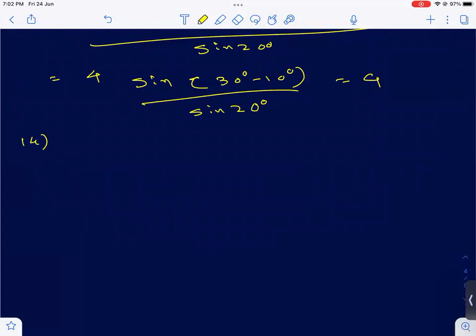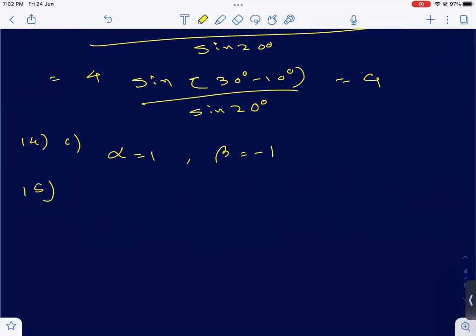Next question: cos A plus B equal to alpha cos A cos B plus beta sin A sin B, and find alpha and beta. So what can be done? Cos A plus B is cos A cos B minus sin A sin B. Directly we can say, everybody, alpha equal to 1. Just compare cos A plus B with cos A cos B minus sin A sin B. So alpha equal to 1 and beta equal to -1. So option number C. Question number 15.